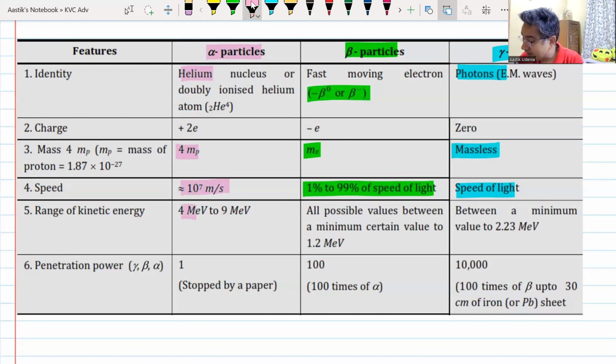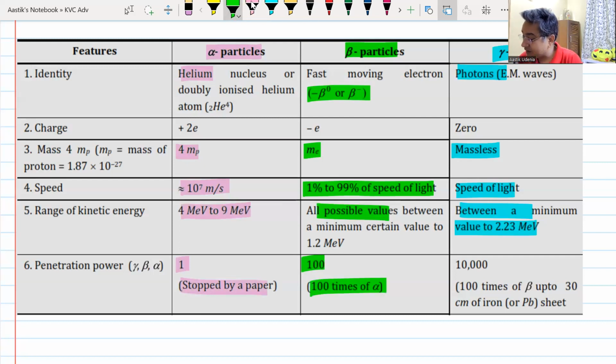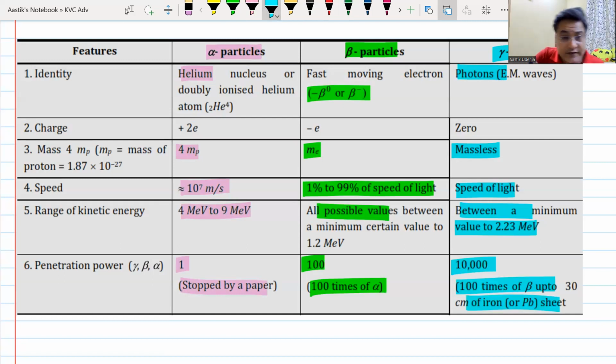These are the ranges of kinetic energies. You may remember them, you may not; that is not of much importance. What you have to remember next is the penetration power. An alpha particle can be stopped by a piece of paper. Gamma is 100 times that of an alpha particle, and gamma rays are very dangerous. I'll give you 2 minutes to note this down.